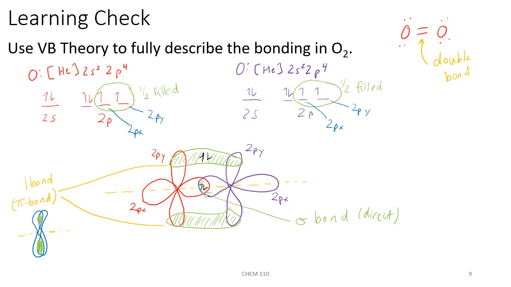So they're not directly overlapping. We refer to them as being a sideways overlap because that overlap happens in two locations, above and below our axis, 90 degrees to that. So when we describe our bonding in O2, we have to fully describe our sigma bond that's formed and our pi bond that's formed. Any double bond is going to be one sigma plus one pi bond together.